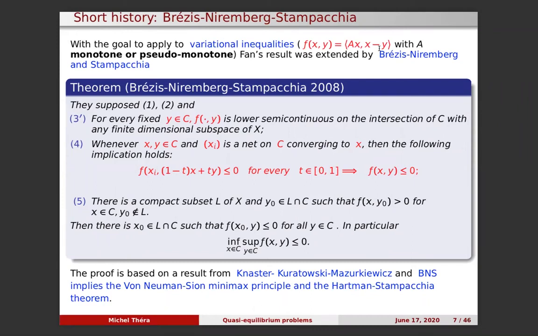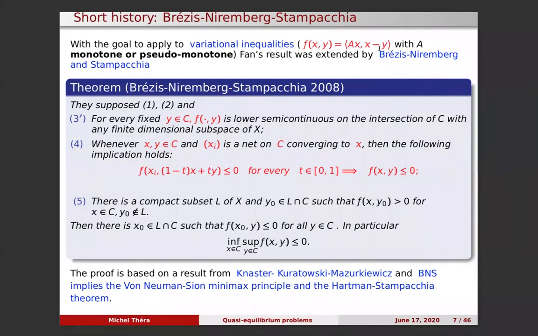If you have the first part of this, f of x, y, and 1 minus t x plus t y less than or equal to 0 for every t between 0 and 1, then necessarily f at x and y is less than or equal to 0. And also, finally, condition 5: that there is a compact subset L of X and y naught in the intersection of L and C, such that f of x and y naught is strictly positive for every x in C when y naught doesn't belong to L.